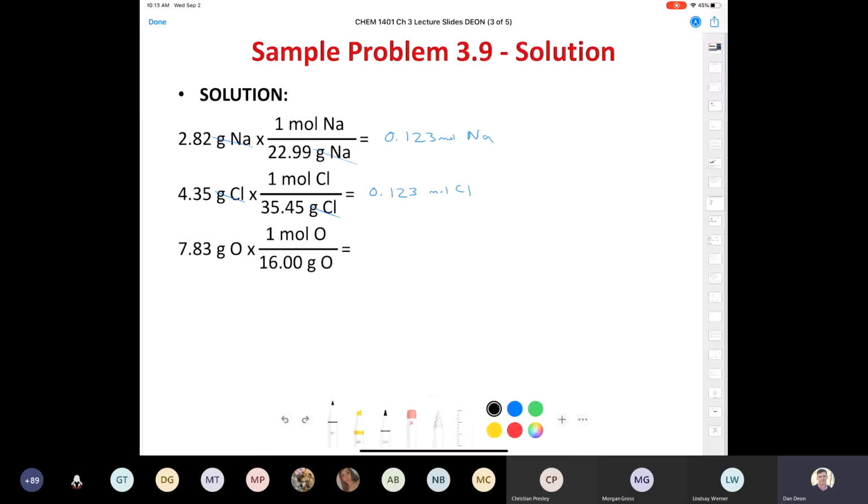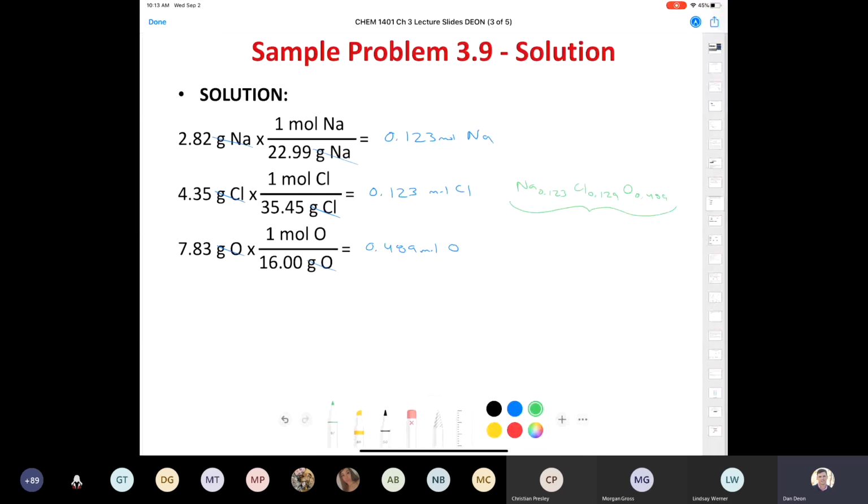Do the same thing with oxygen. Grams of oxygen, and that cancels. We end up with 0.489 moles of oxygen. Now, I'm being kind of silly here, but there's no such thing as Na 0.123, Cl 0.123, and oxygen 0.489. That doesn't exist, right? We have to determine what would be the lowest whole number ratio based off of these decimal numbers here.